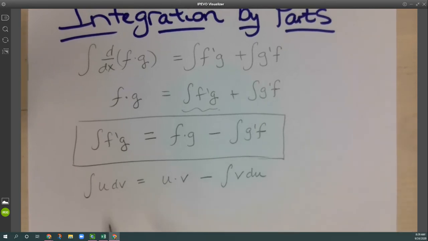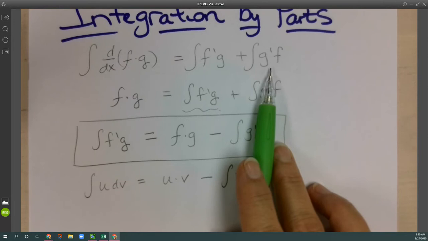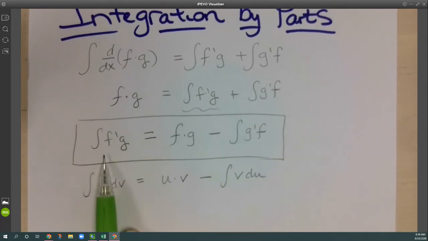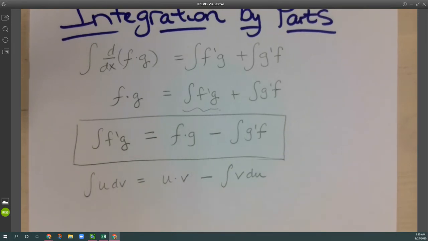I prefer to teach it with f's and g's because this product rule, we already know this product rule from derivatives. And so if we're using those letters, then when we write out our rule here for integration by parts, we can just make sure that we have all the parts of the product rule, and we've got our rule for integration by parts in place.